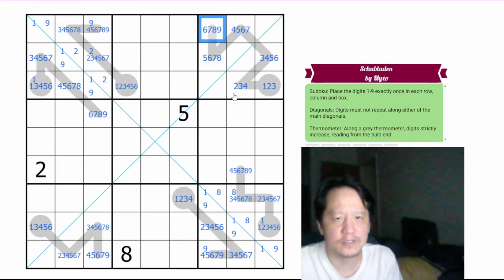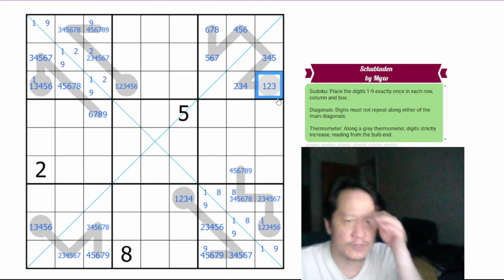Okay, so if this is 9, that eliminates 9 here, which means 9 is on the diagonal here, but we can't have duplicates on the diagonal. So this can never be 9, no 8, no 7, no 6.